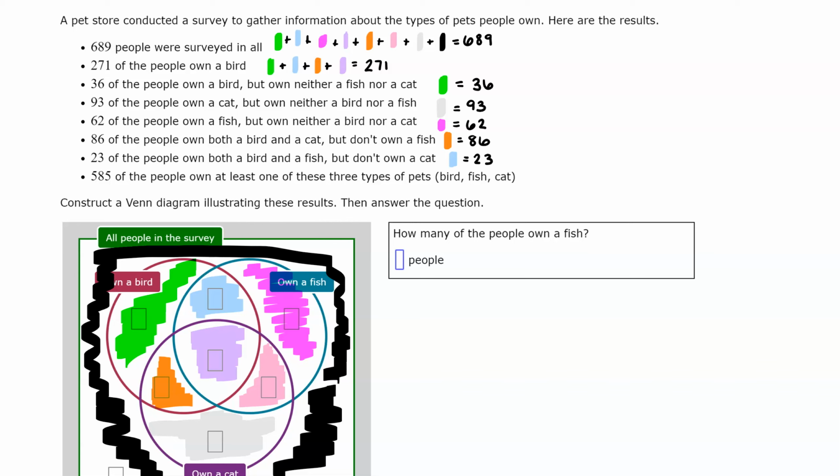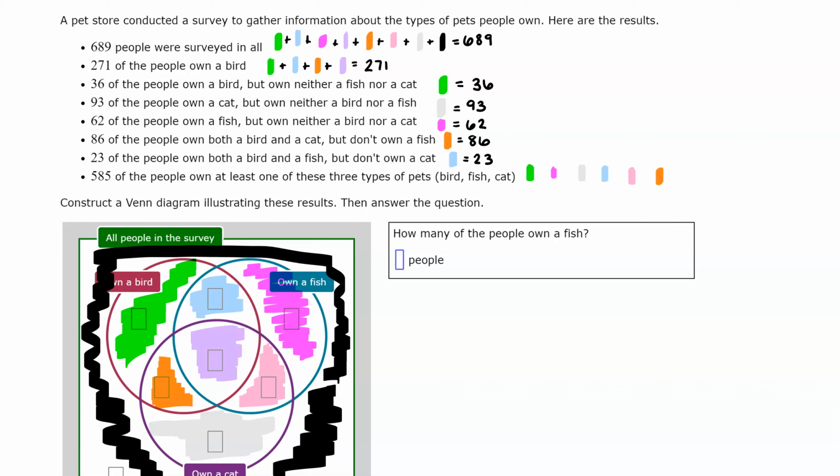So if they own one pet, either just a bird, just a fish, just a cat, that would be green is just a bird, dark pink is just a fish, and gray is just a cat. So those people own one thing. But they could own two things, right? So the people who own only two things are in light blue, light pink, and orange. They own two, but not three things.